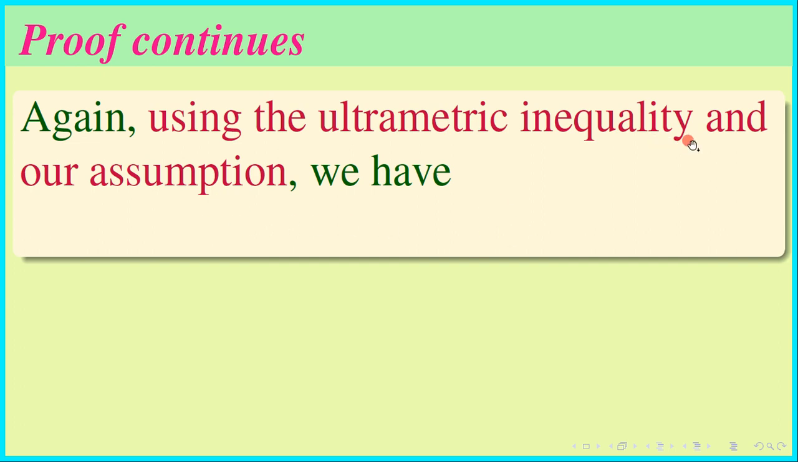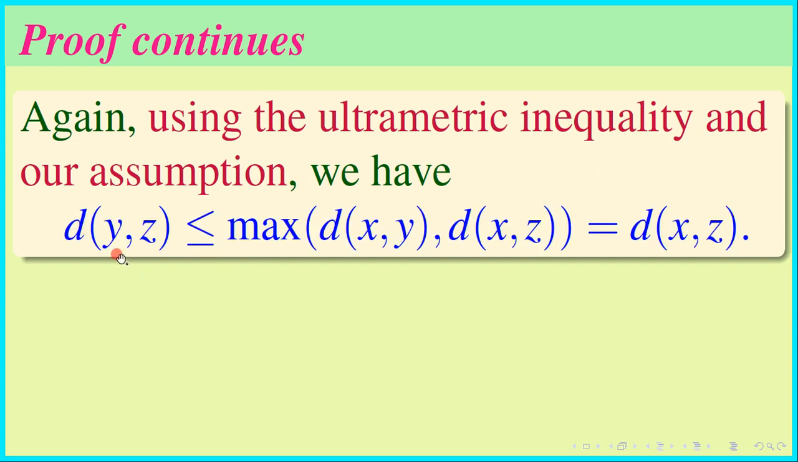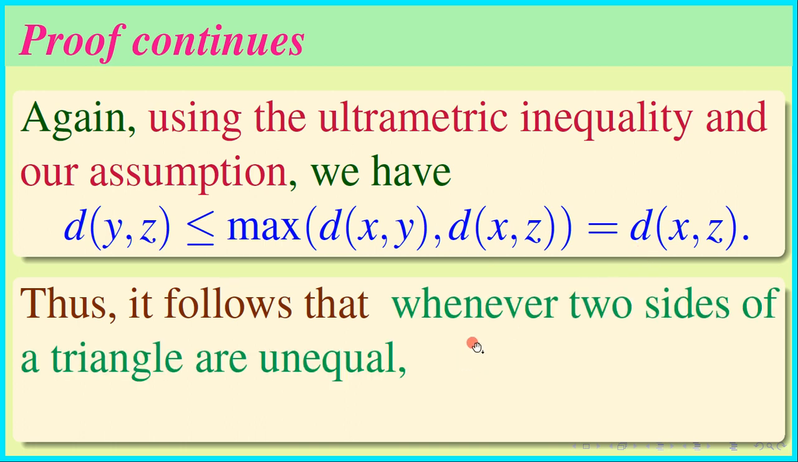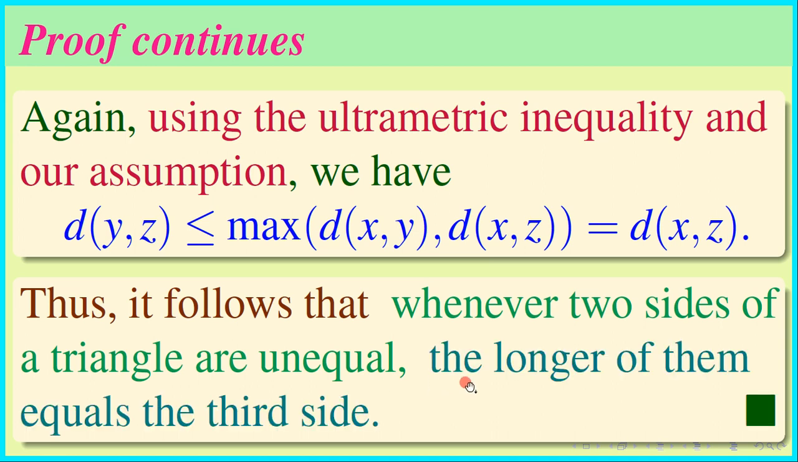Again, using the ultrametric inequality and our assumption, we have d(y,z) is less than or equal to the maximum of d(x,y), d(x,z). X is introduced, but this is bigger by our assumption than this, so it is this. Thus it follows that these two quantities are equal. Whenever two sides of a triangle are unequal, the longer of them equals the third side.